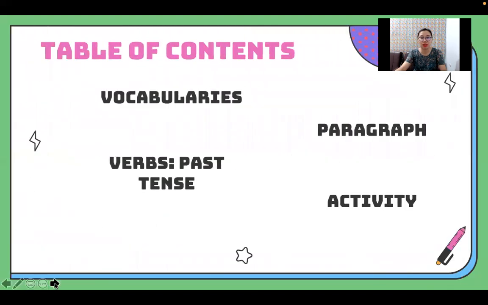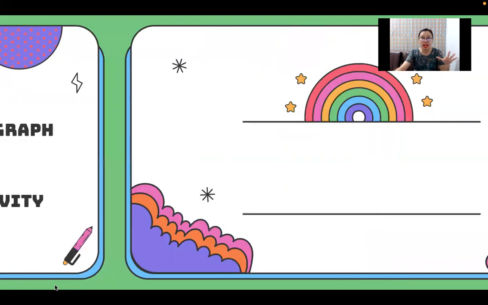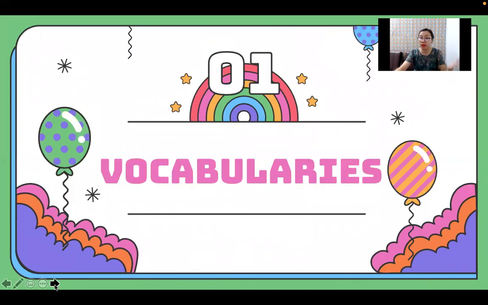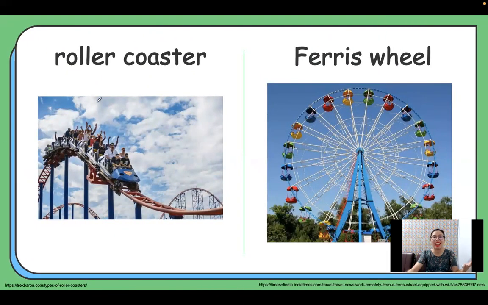We will start with vocabularies, the verbs, paragraph, and then activity. Now let's go to our vocabularies. Let's say it together. The first one is amusement park. Amusement park is where we go and have fun. The first ride we have, everybody say roller coaster.